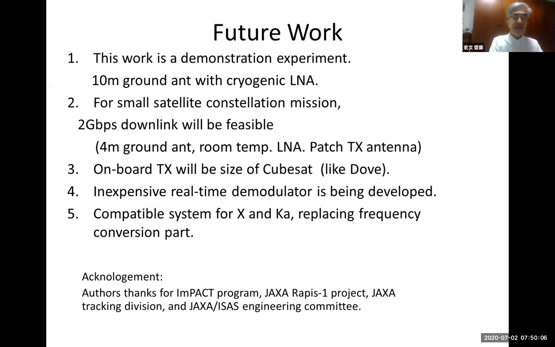And fourth, an inexpensive real-time demodulator is also being developed. And it is better to have a compatible system for X and Ka band, replacing the frequency conversion part.